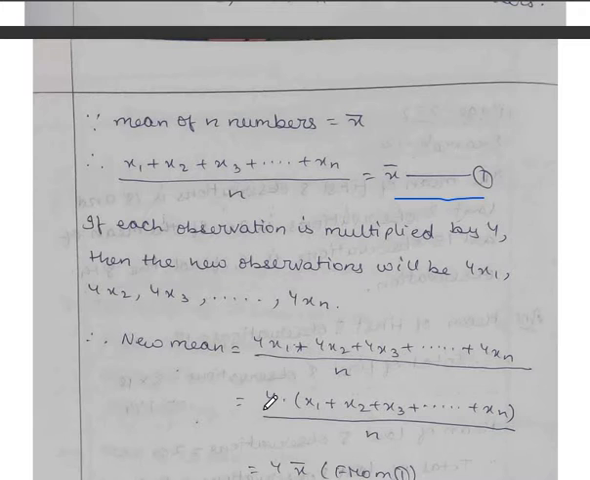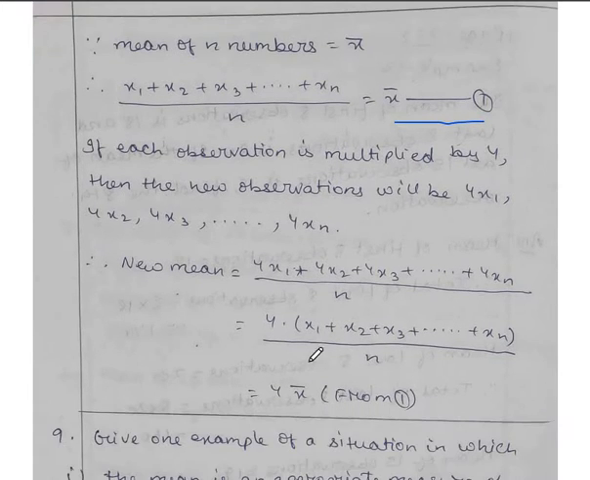From the numerator you can take out 4 as a common. So 4 into x1 plus x2 plus x3 up to xn divided by n. Already this value is equal to x bar from condition 1. So since this value is already available, let us replace it from condition 1. So 4 into this value, which is x bar, you can write 4x bar, coming from condition 1. That means the new mean becomes 4x bar. The original mean was given as x bar. When each observation is multiplied by 4, the new mean is 4x bar, but you have to show it in detail.